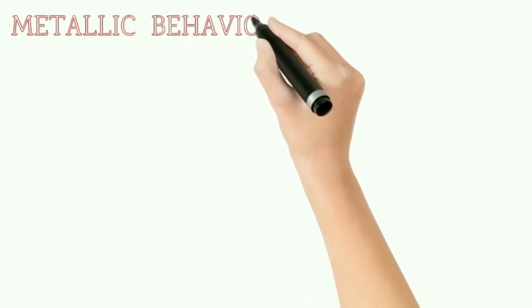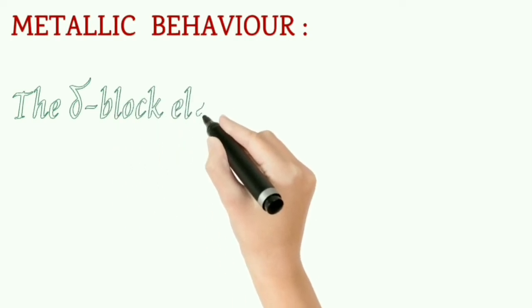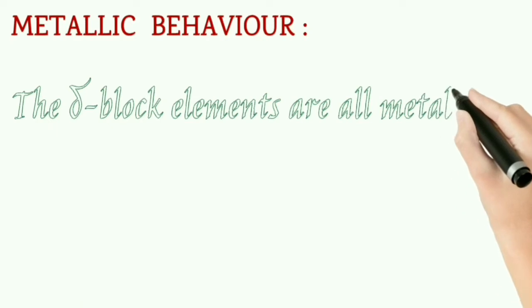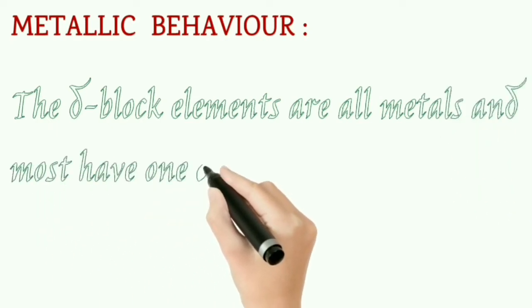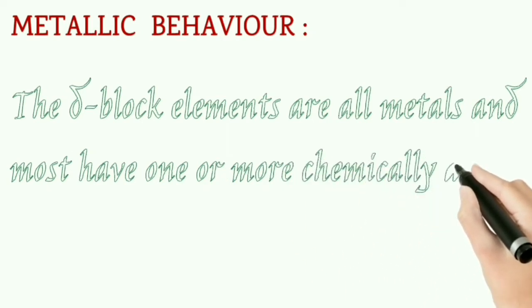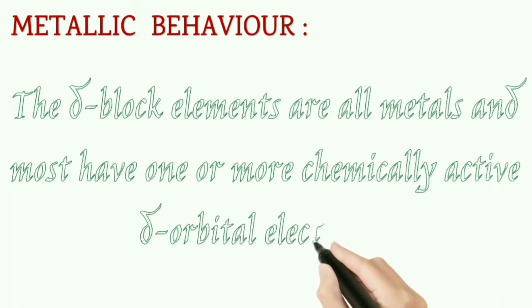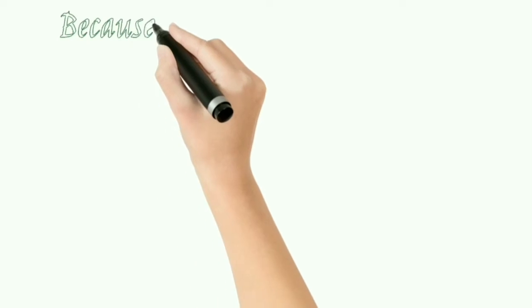Let's see the first property now, that is metallic property. Yes, of course, all the D block elements are metals only. There is no non-metal or metalloid in the D block. Only metals are present in the D block. And most have one or more chemically active D electrons. So எதுக்கு அந்த D electrons active-ஆ இருக்குது? So, to form a bond. Okay. So அந்த electron தான் நம்ம bonding-க்கு use பண்ண போறோம்.